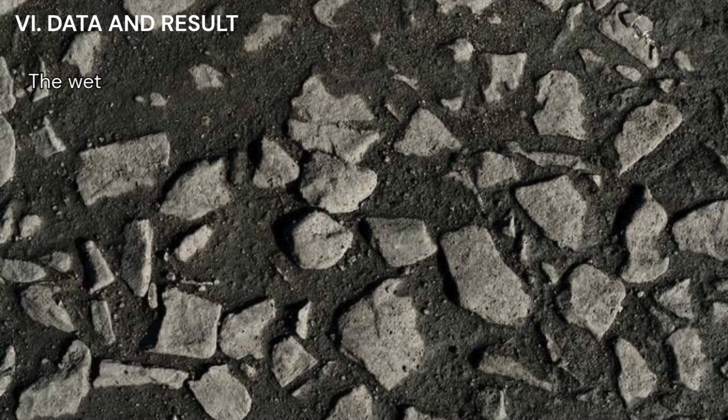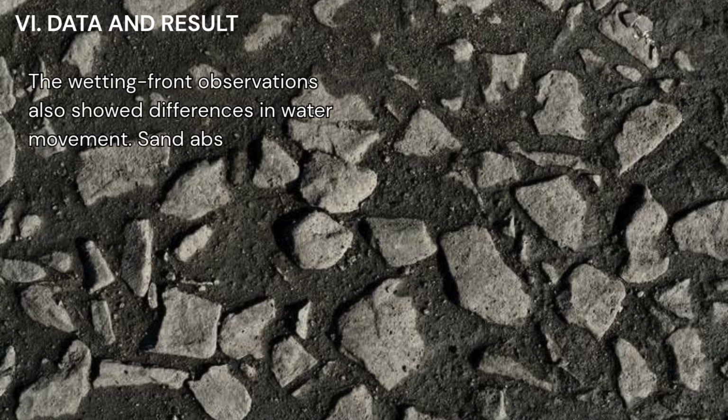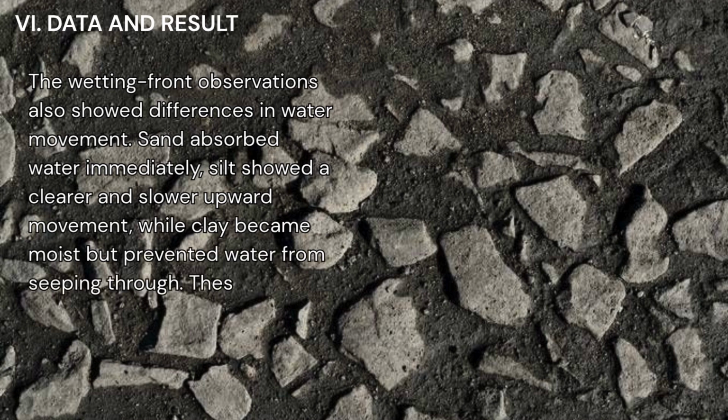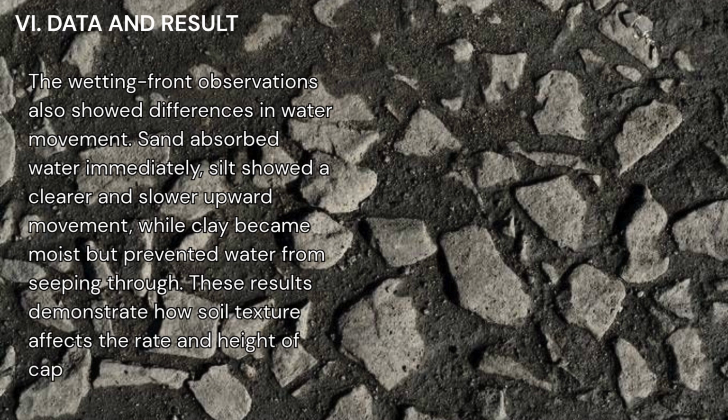The wetting front observations also showed differences in water movement. Sand absorbed water immediately. Silt showed a clearer and slower upward movement, while clay became moist but prevented water from seeping through. These results demonstrate how soil texture affects the rate and height of capillary rise.